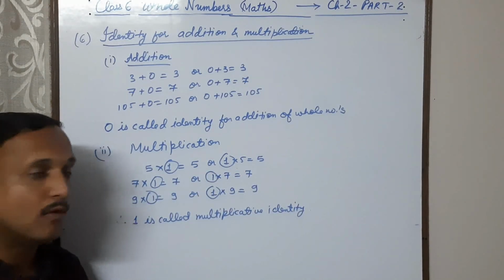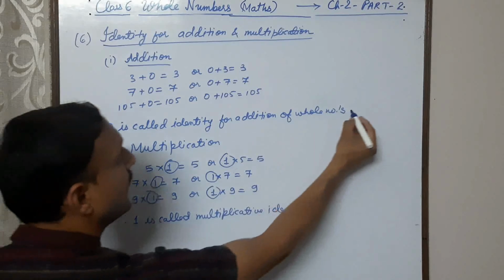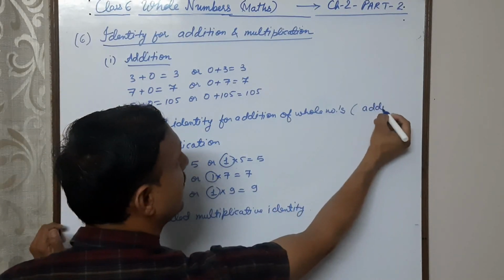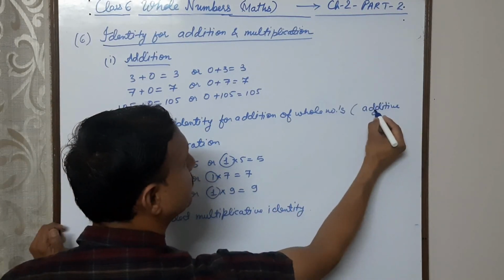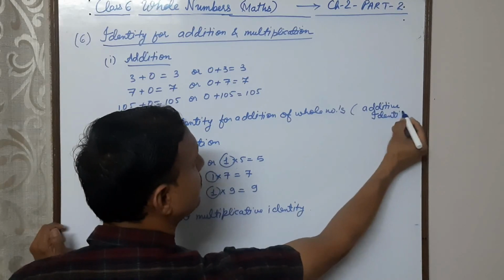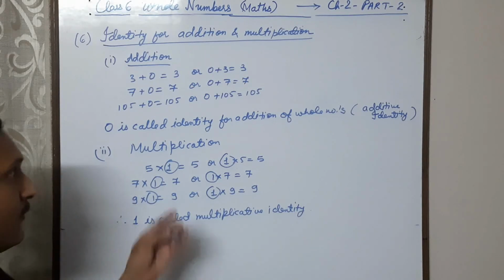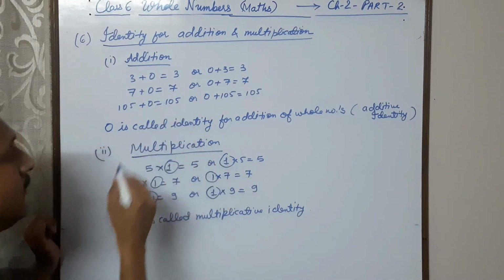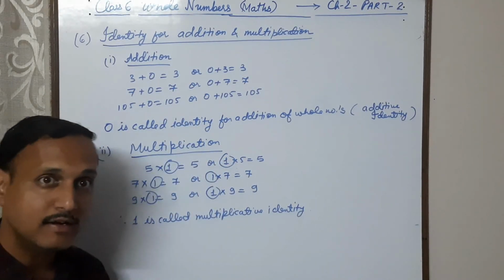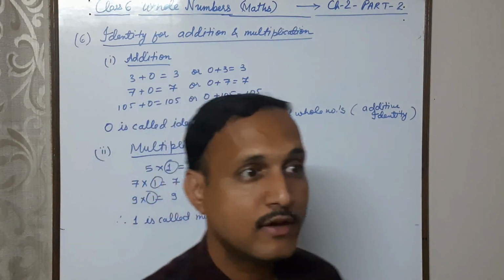Here we also call 0 the additive identity. And 1 is called the multiplicative identity for multiplication. For addition, 0 is called the additive identity, and for multiplication, 1 is called the multiplicative identity.